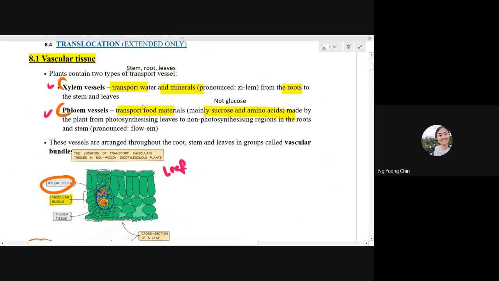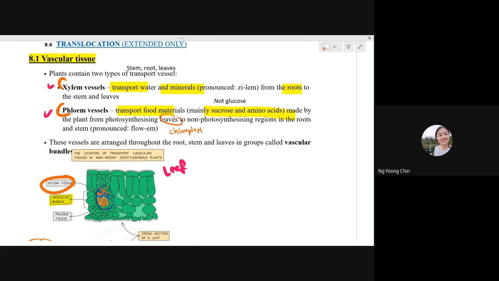Xylem, as you know, helps transport water and mineral ions from the roots to the stem and leaf. The phloem vessel helps to transport the food material, which is sucrose and amino acids, from the leaf. Leaf is the site where photosynthesis occurs, because only the leaf contains the chloroplast.